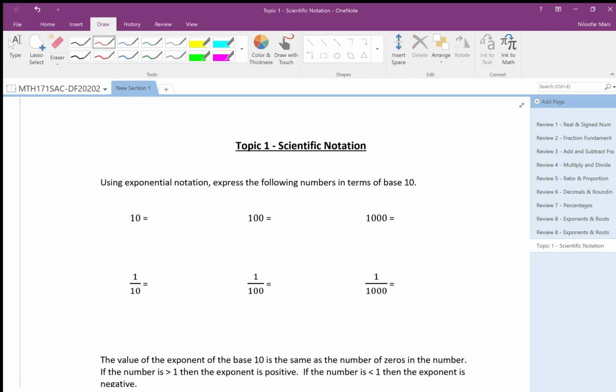Hi everyone. This is topic one, and so we finished all the reviews, and we are going to start topic one, and we continue on all the topics. As I said, in topic one we have scientific notation, and as I said in the previous lesson, the reason that you need to know this lesson is to just express numbers easily.